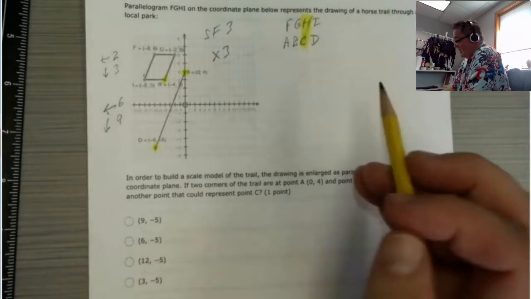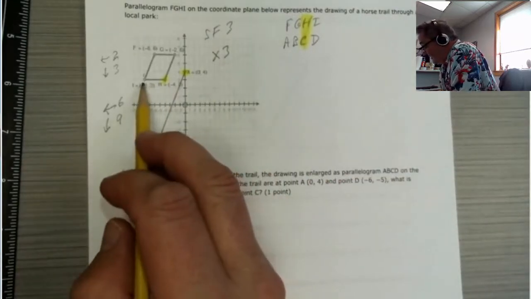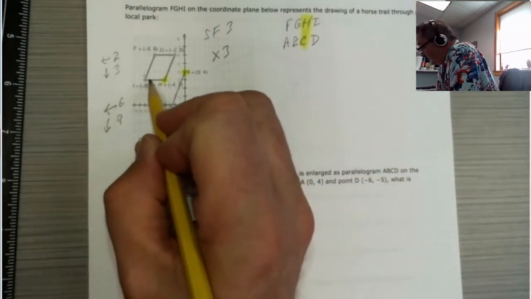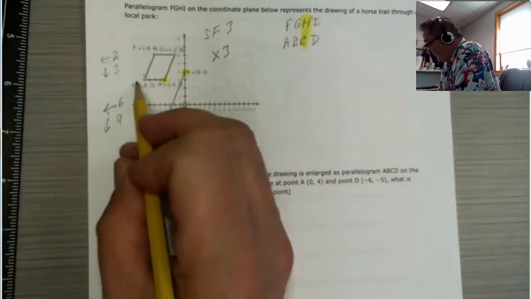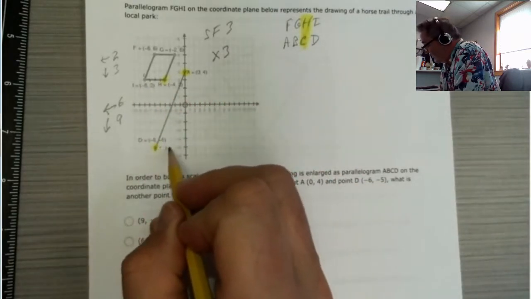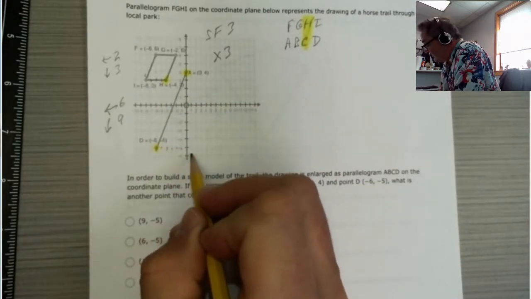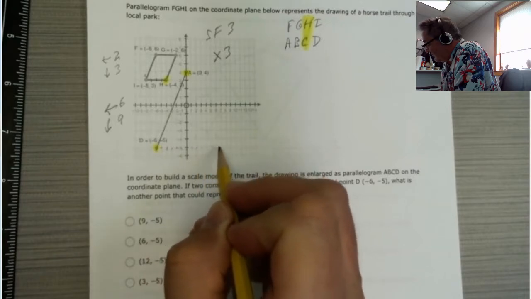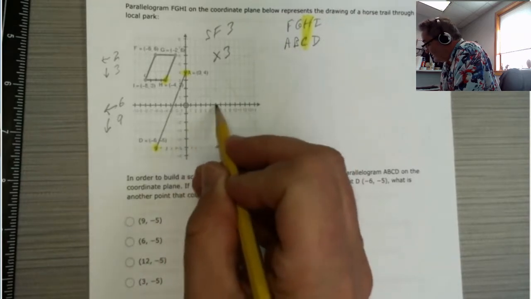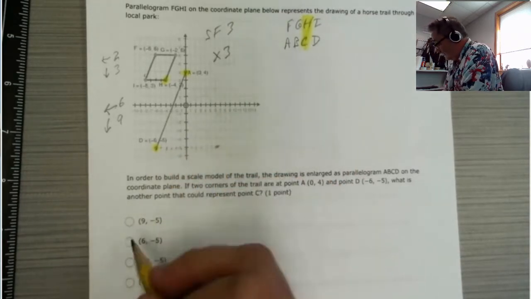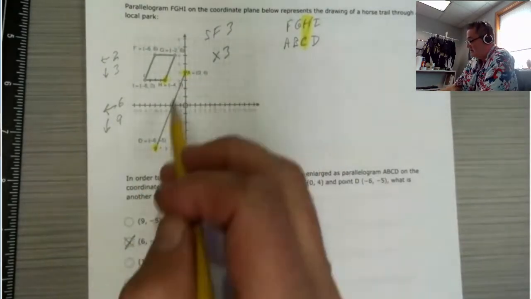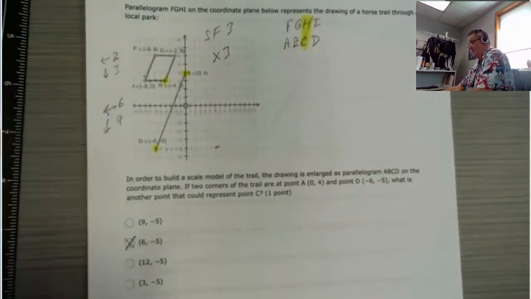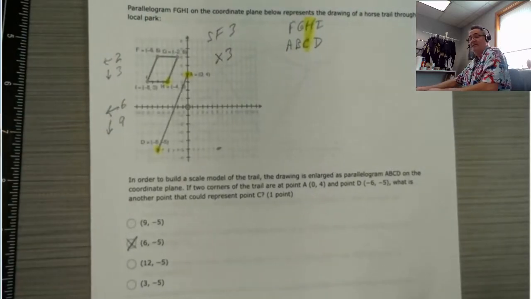Okay, so how long is it between these 2 points? 1, 2, 3, 4. It's straight horizontally over. So if that's 4, this should be 12. 1, 2, 3, 4, 5, 6, 7, 8, 11, 12 should be right there at 6, negative 5. 6, negative 5. And we can make a scale drawing of that. All right.